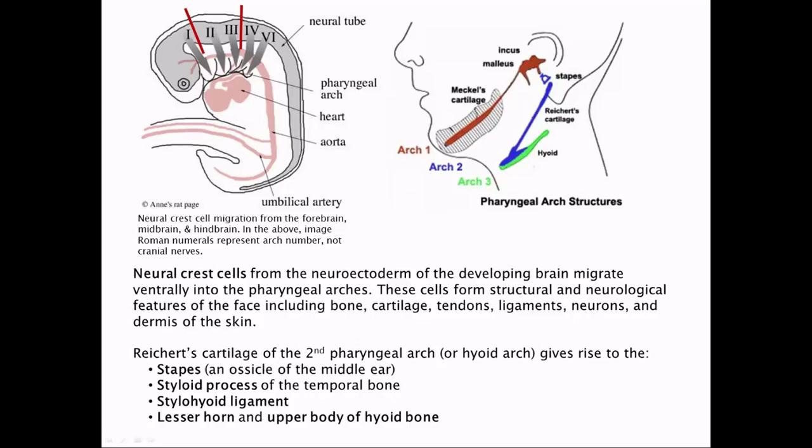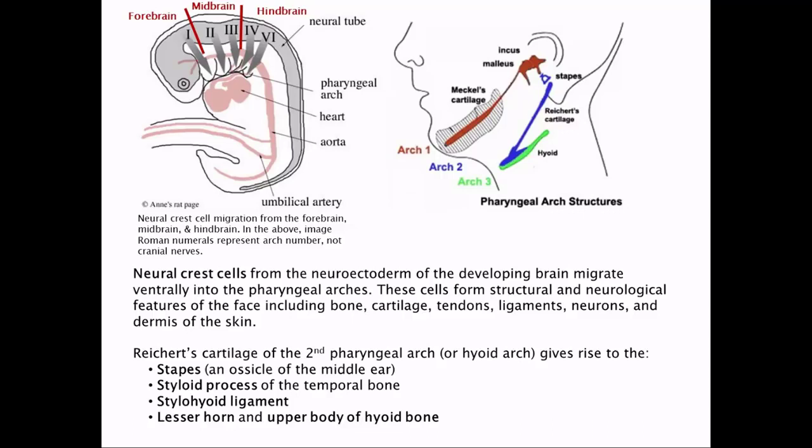The rendering in the upper left of the slide demonstrates how the neural crest cells migrate to the pharyngeal arches from the developing brain. From the neural ectoderm of the forebrain, neural crest cells migrate to the first pharyngeal arch. From the neural ectoderm of the midbrain, neural crest cells migrate to the second and third arch. From the neural ectoderm of the hindbrain, neural crest cells migrate to the fourth and sixth arch.